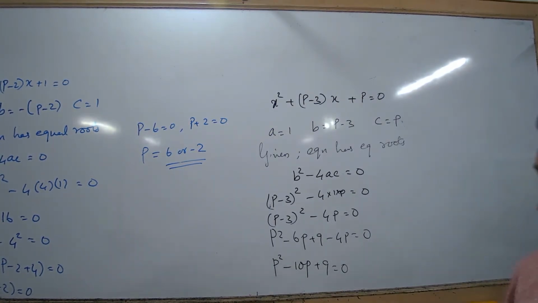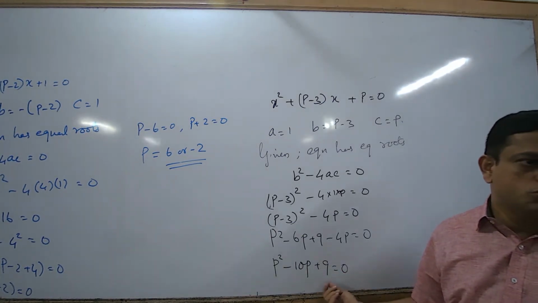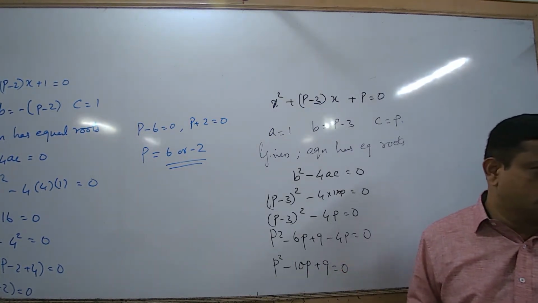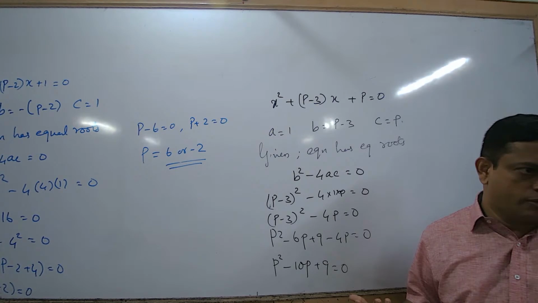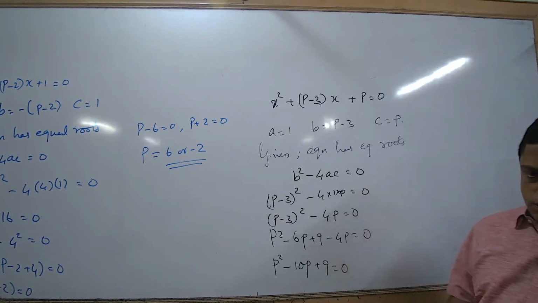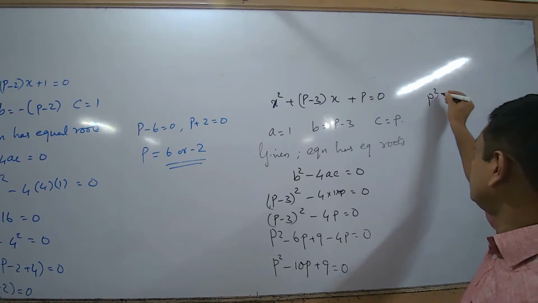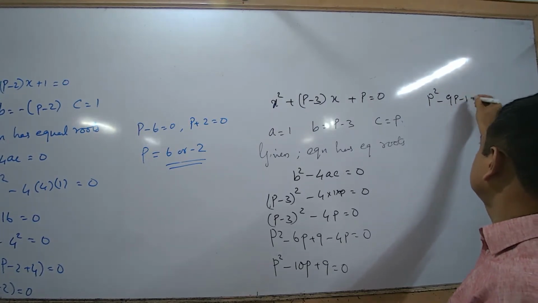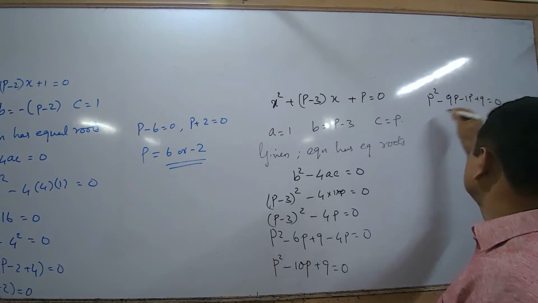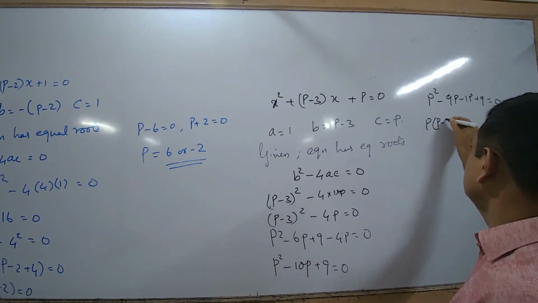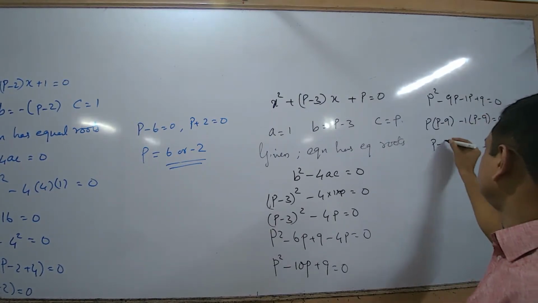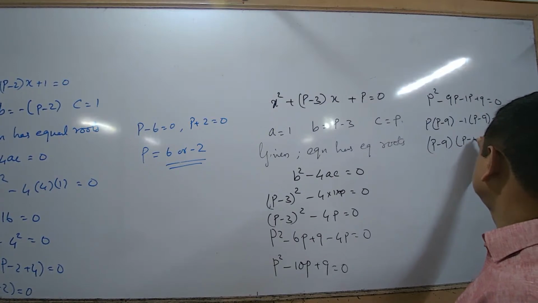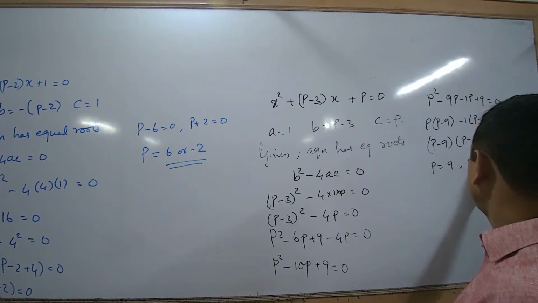That is factorization. So you have to find two numbers whose product is equal to 9 and sum is minus 10. Which are the two numbers? 9 and 1. 9 into 1 is 9, 9 plus 1 is 10. Since we need minus, both are minus. P square minus 9p minus 1p plus 9 equal to 0. From here p is taken common. P into (p minus 9) minus 1 into (p minus 9). So p equal to 9 or p is equal to 1.